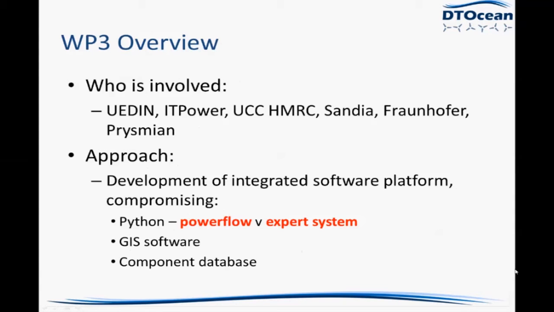The approach that we've taken within Work Package 3 is to develop our integrated software platform, which comprises a Python code, which is compatible with GIS software and a component database. So obviously the component database is the selection of cables, transformers, etc., which Anup will go into a bit more detail on the options there. One of the things which is facing the project at the moment is the interaction between different work packages and parts of the decision-making process. The decision in the Python side, if we try to run power flow in real time, or if we try to use an expert system where we can decide on the best layout for a given input. But again, that's work in progress.